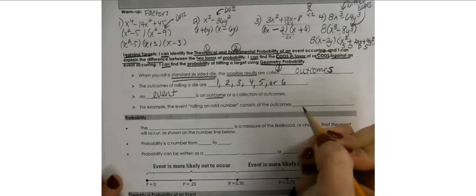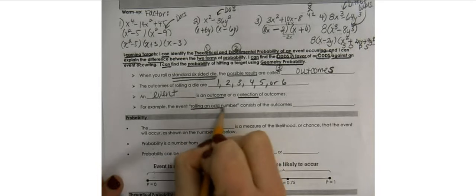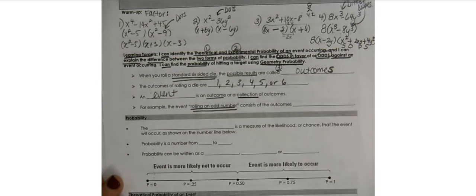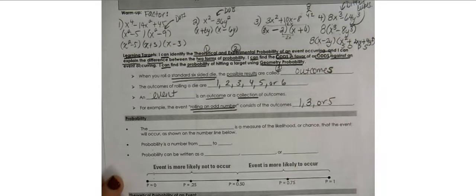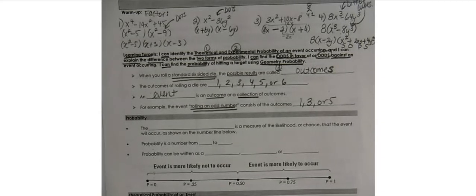Now, an event is an outcome, like rolling a 1 or rolling a 2, or it's a collection of outcomes. An example of a collection of outcomes would be rolling an odd number. If you roll an odd number, that means that you want to roll a 1, a 3, or a 5. And if you roll a 1, 3, or 5, the chance of that happening is going to be 50%. 3 out of 6, which is 50%.